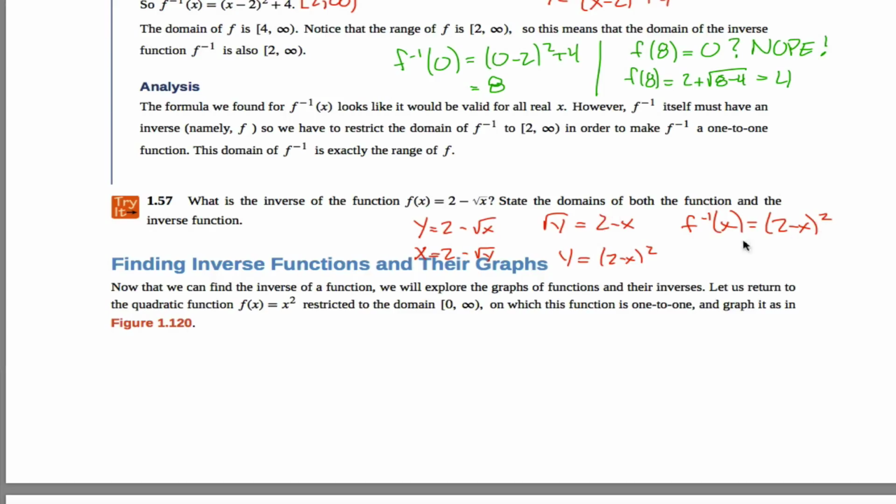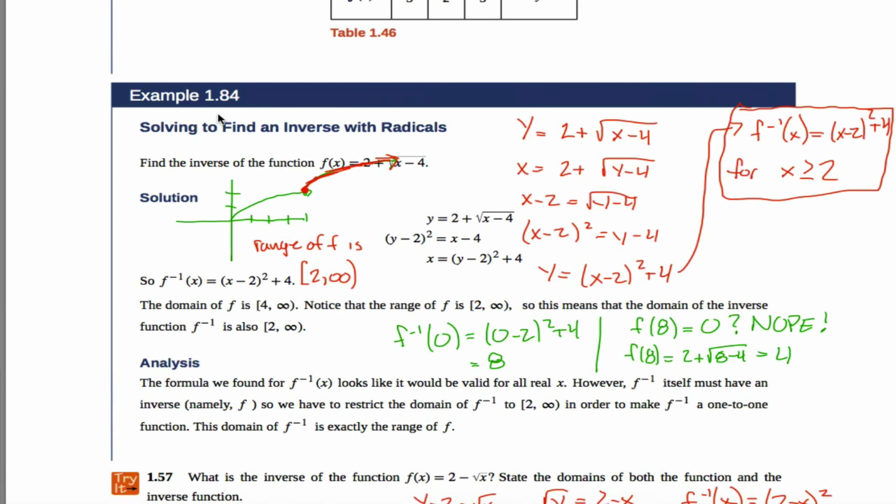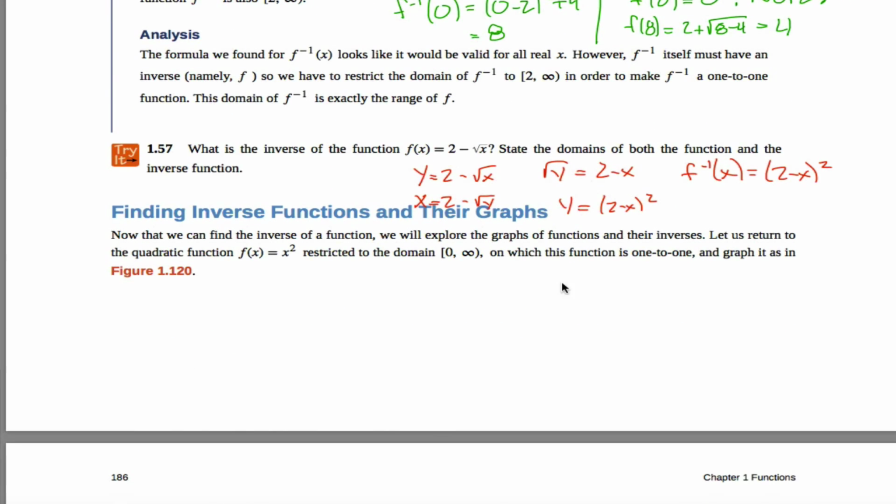It's not enough to say that this is the inverse of this function. In fact, it's not the inverse of this function. You can put numbers into this and get outputs where that input-output pair will not be congruent with an output-input pair from the function. If you don't know what I'm talking about, go back to the video on example 1.84, read through this.